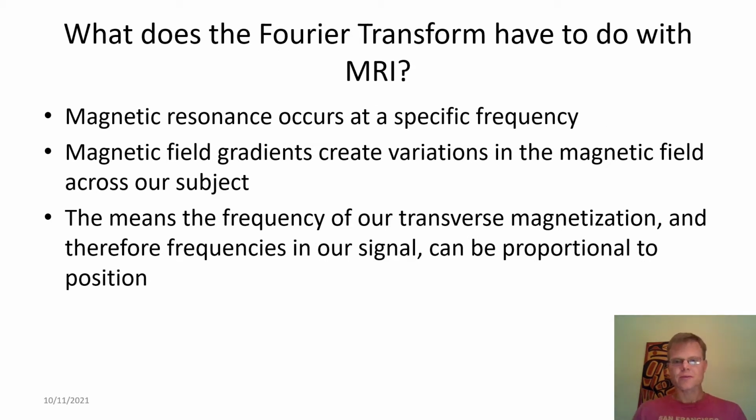Okay, so what does Fourier transform have to do with MRI? Of course, magnetic resonance, the phenomenon, occurs at a very specific frequency, and as we've alluded to now in this course, we use magnetic field gradients to actually create these slight variations in the magnetic field across our subject. So this is the case where we have different frequencies of the transverse magnetization at different locations, therefore different frequencies in our signal that measure different positions. Okay, so fundamentally, we've got all these different frequencies floating around that we need to assess and decompose.